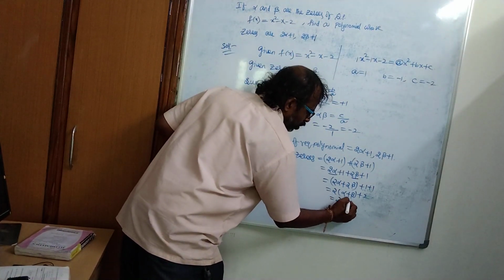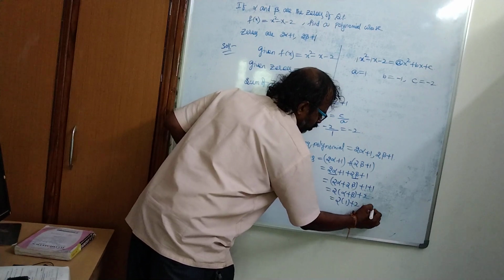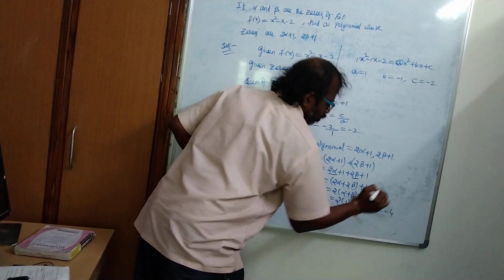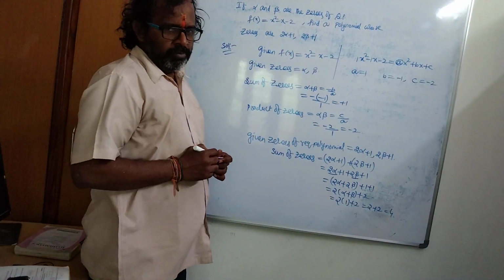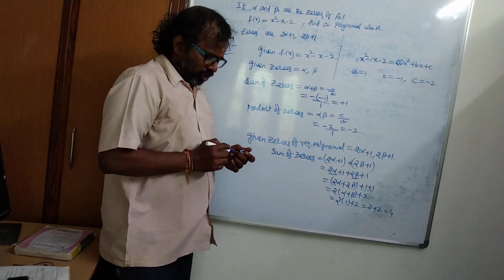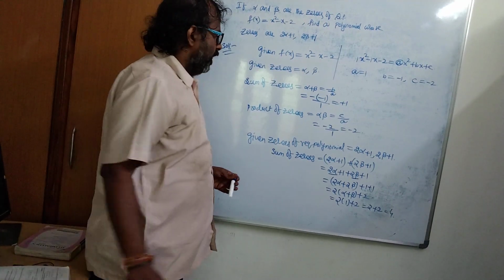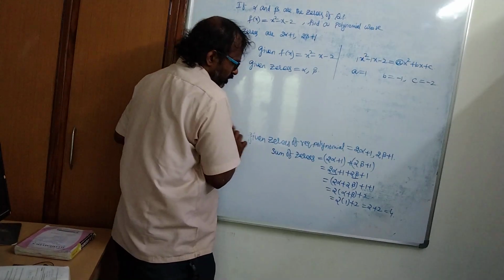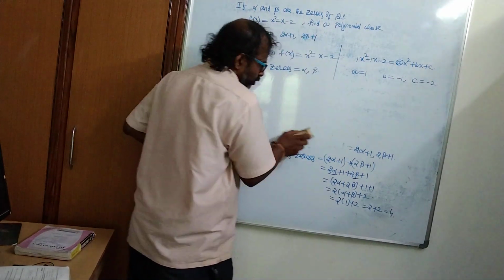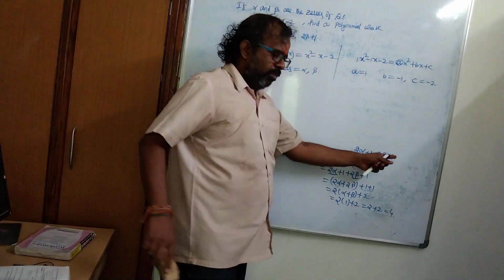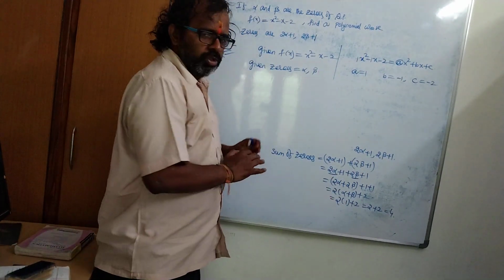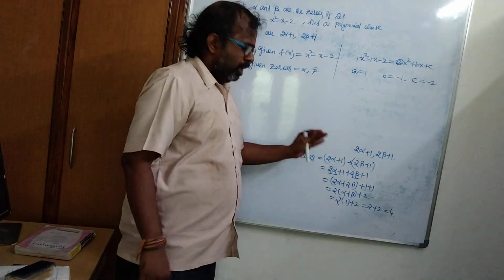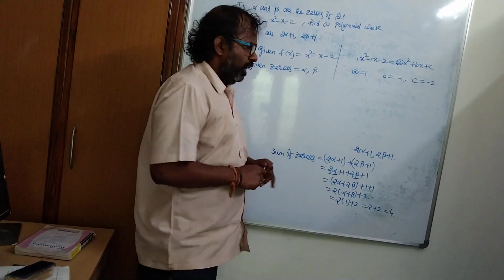So 2 into 1 plus 2, 2 plus 2 is equal to 4. Okay, so this is the sum of zeros. Then comes the product of zeros. In this case we need to show some patience because both of them are binomial expressions, so there will be some multiplication. We need to do it very carefully.